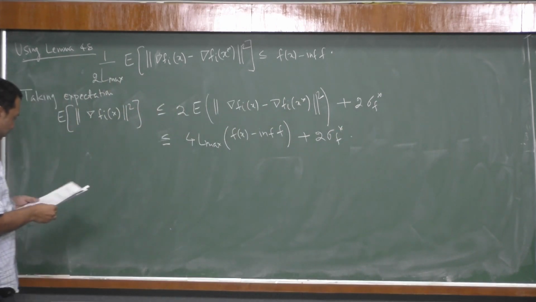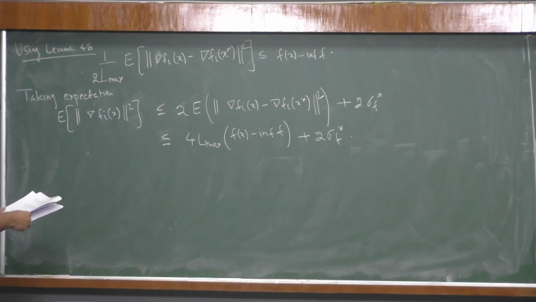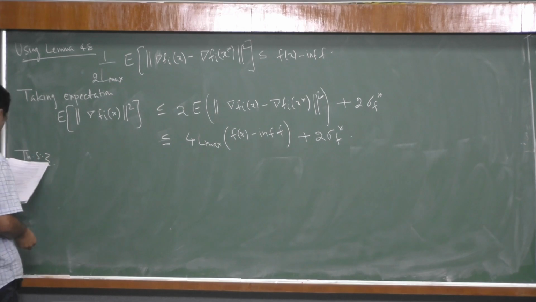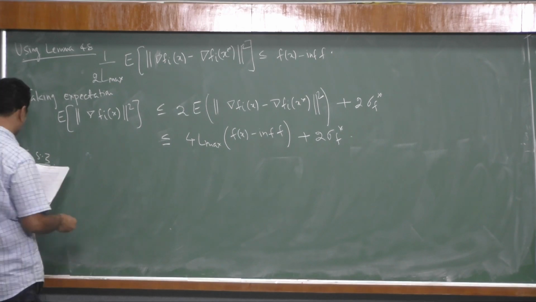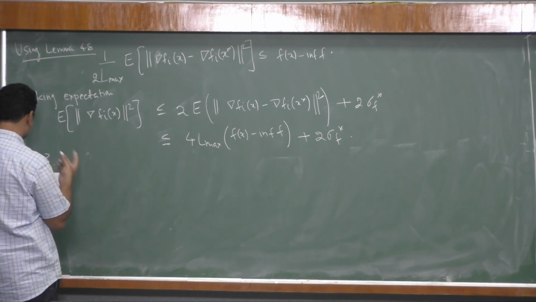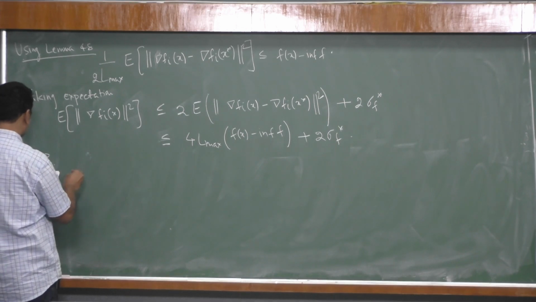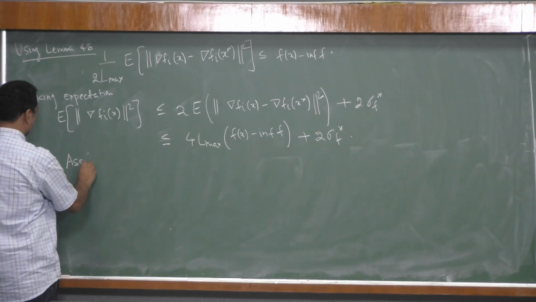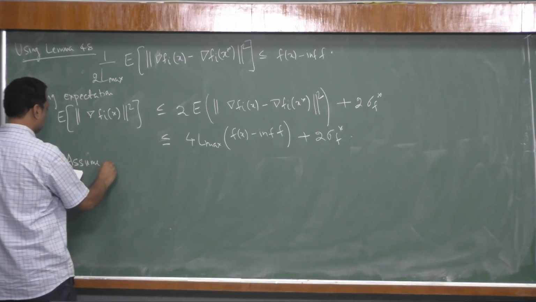Okay, so this was the final lemma, and now we can go with the final SGD proof. So theorem 5.3, and after this we can stop. It should not take more than 15-20 minutes maybe. So let's see. The assumptions are L smooth and sum of convex. So assume L max smooth.